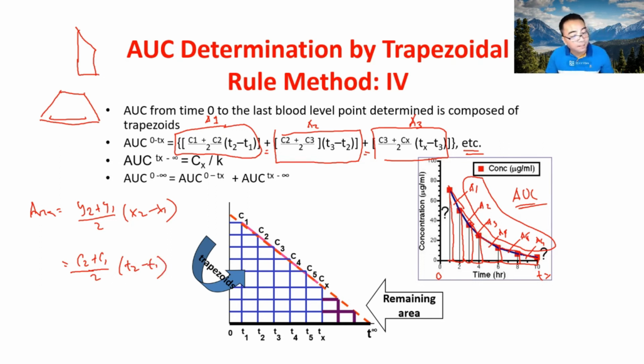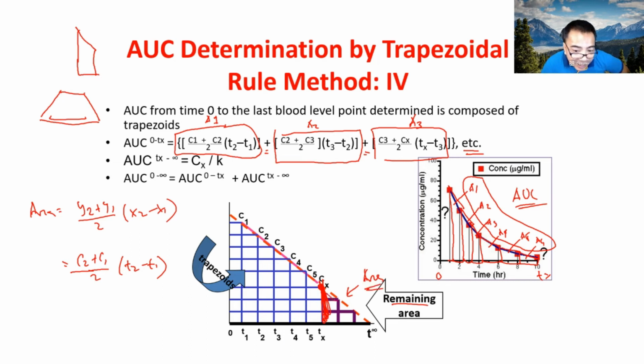So, I hope that's clear, class. Now, that's the AUC from 0 to the last concentration that you have. So, that's Tx. Now, of course, class, may remaining area tayo dyan. When I say remaining area, ito yung last point mo, hanggang dito lang. Okay, paano naman yung area dito?